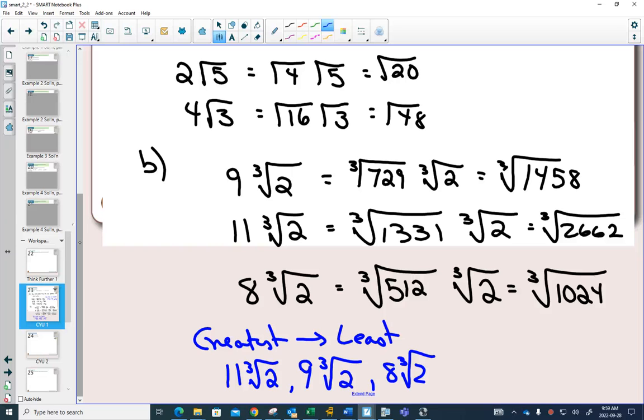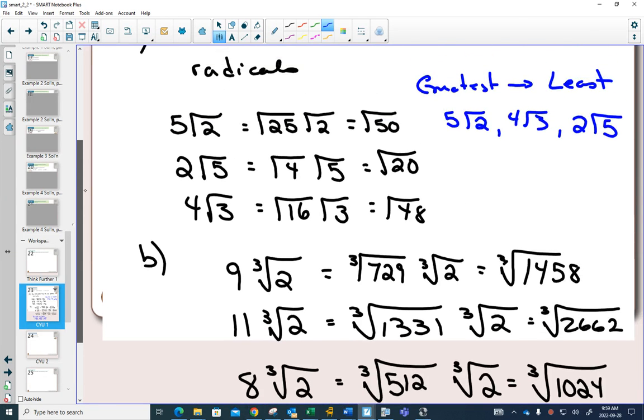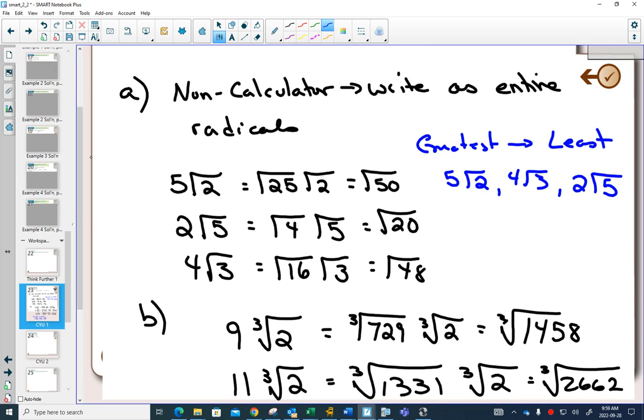But in the first example, did you see we had to change things to entire radicals? Because they weren't alike. Root 5s are bigger than root 2s, but it's hard to tell which one is going to be the biggest until you switch it to an entire radical.